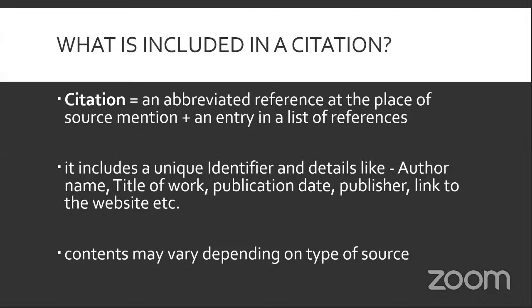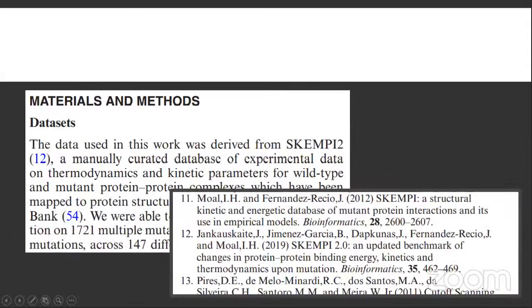The contents may vary depending on what type of source you're using. For example, if you are citing a book chapter, you will have a different kind of structure. If you are citing a journal article, it will be different. If you're citing a website, it will be a different way of writing it. If you're citing some presentation, interview, or video, it will have its own different way of identifying. And so many different things are there, and that's where we will see how these software tools can help us in managing all those different resources.